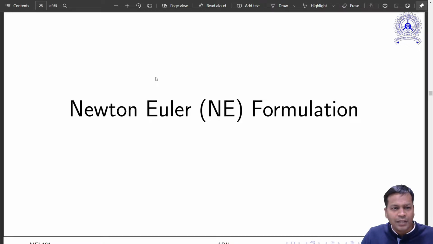So yes, last class what we saw is the Lagrange-Euler formulation, correct? So today we'll commence with the Newton-Euler formulation. Okay then. So this method is not very much different. This is a long way back.